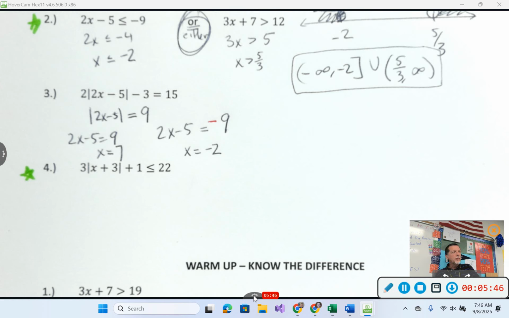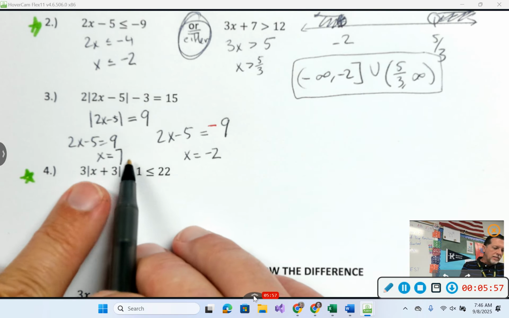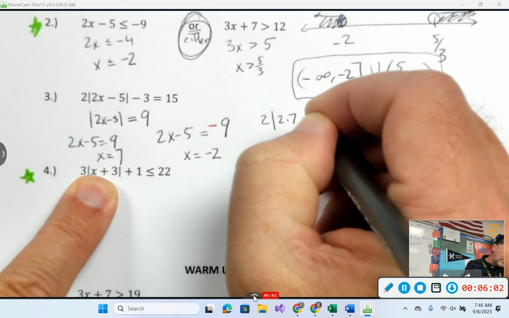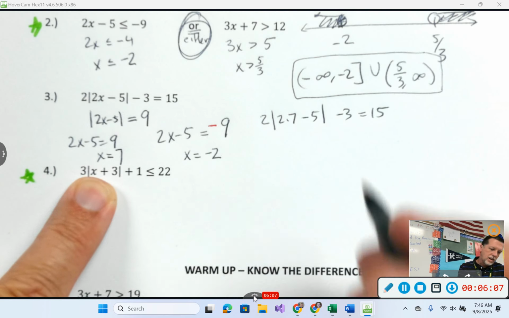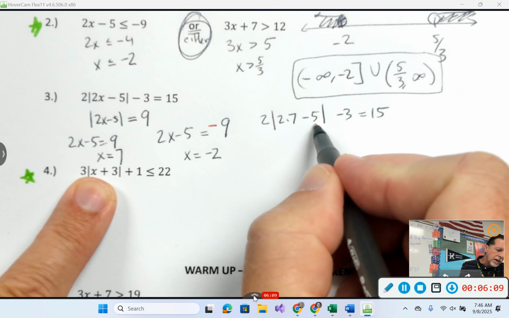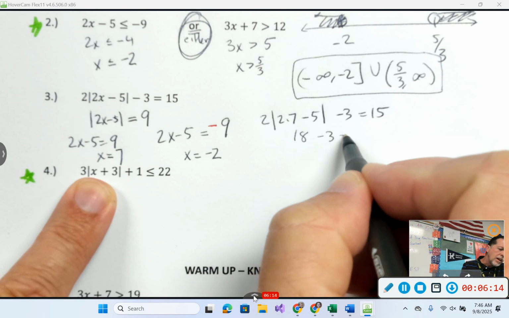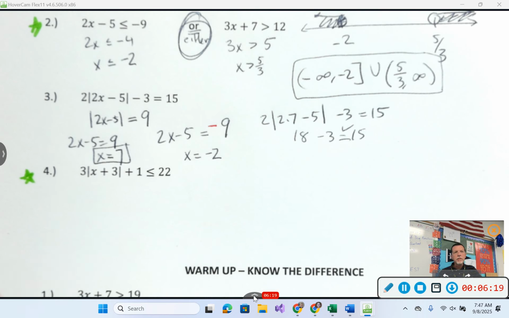But what do I need to be careful about with absolute value equations? I got to check, because sometimes weird things happen. It's mostly when there's a variable outside the absolute value bars, but let's check just to make sure. So 2 times |7 minus 5| minus 3 equals 15. So 14 minus 5 is 9, times 2 is 18, 18 minus 3 is 15. So that one worked.